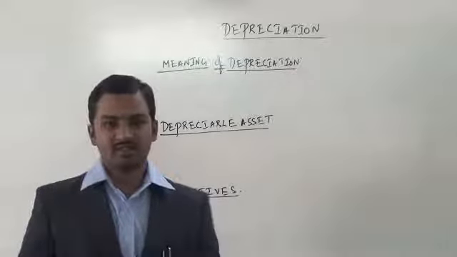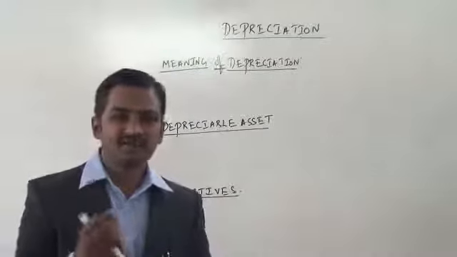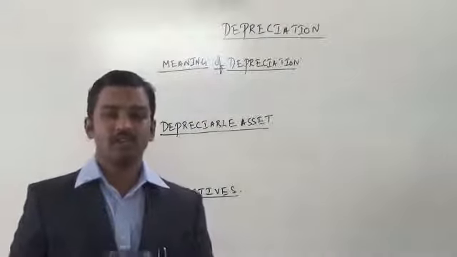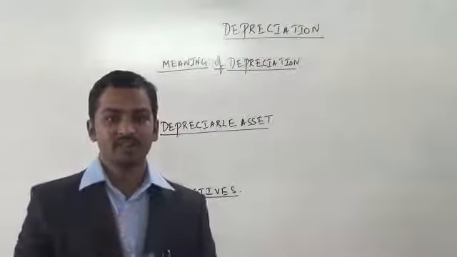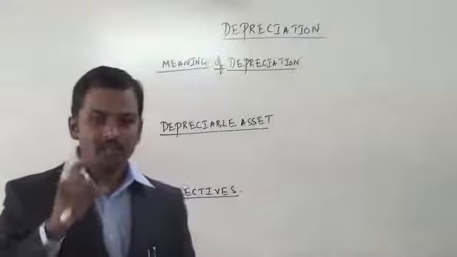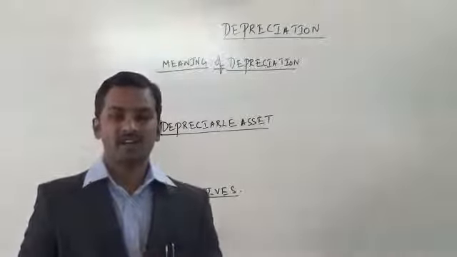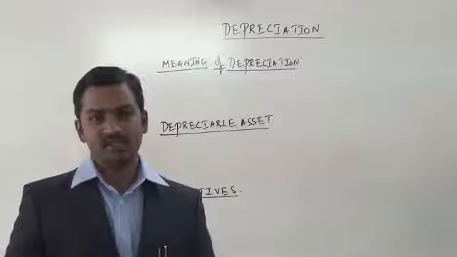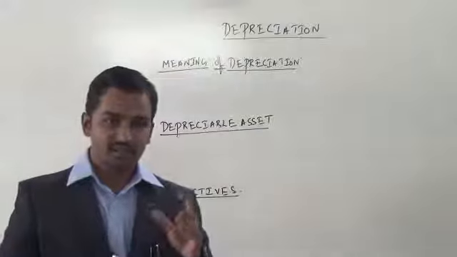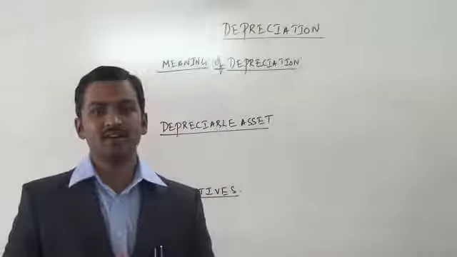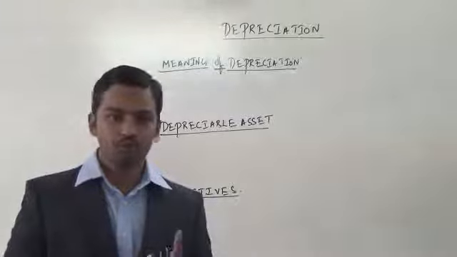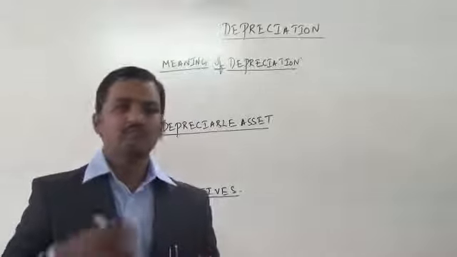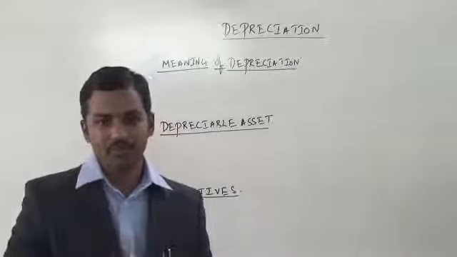Now, these assets, when we use them regularly, there is some wear and tear. Slowly the value of these assets keeps coming down every year. So there is some fall in value of these assets. When we measure the loss in the value of the assets, that measurement of the loss is nothing but called as depreciation. So what is depreciation? It is measurement of loss in value of depreciable assets due to use, machinery, furniture, computers. As we use them regularly, their value keeps reducing.